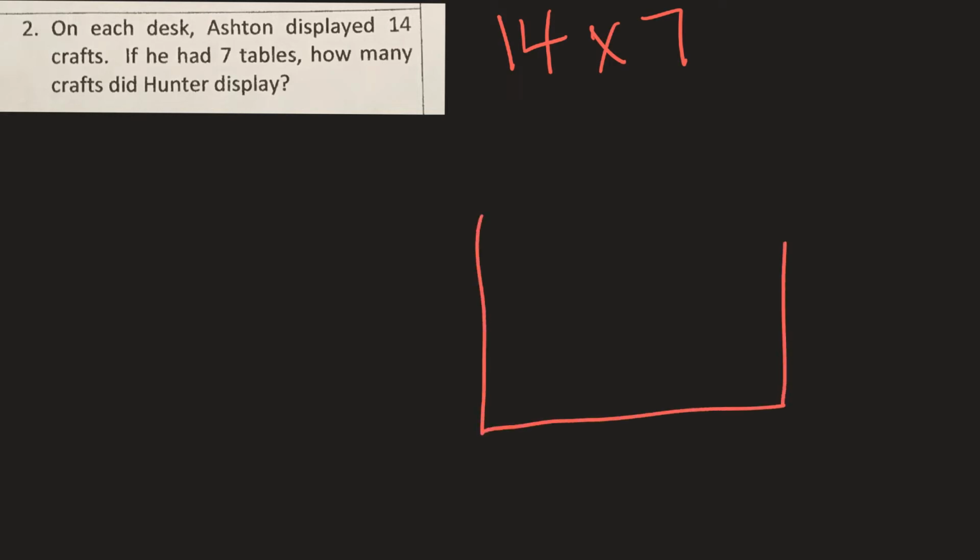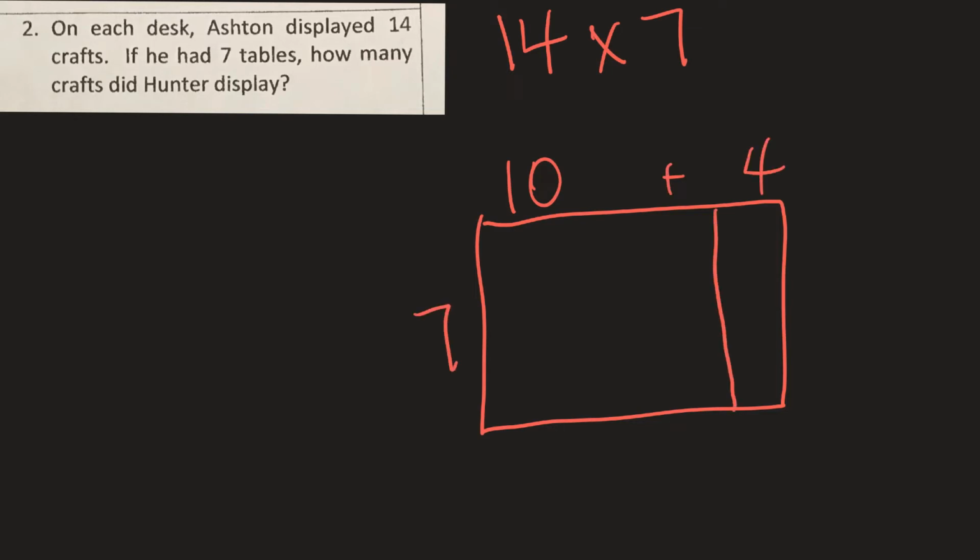So I'm going to do an open array and break apart 14 to be 10 plus 4 times 7. And 10 times 7 is 70, and 4 times 7 is 28. Then I add those together and I get 98.